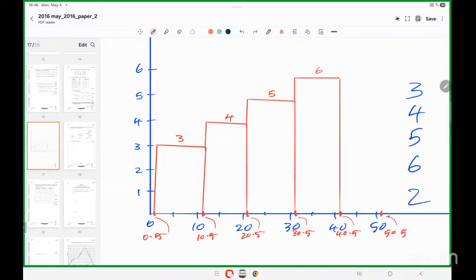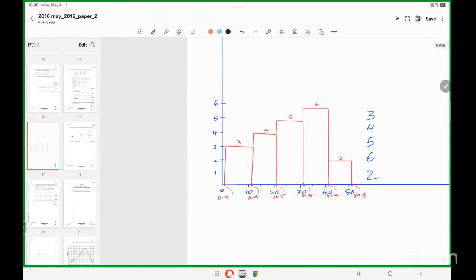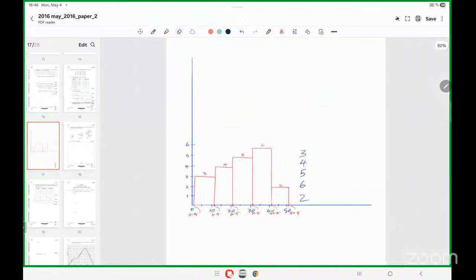So drop it down to 2 now. So right across this is 2. So come across here, come up to 2, and let's go right there. That is the histogram. That's easy.